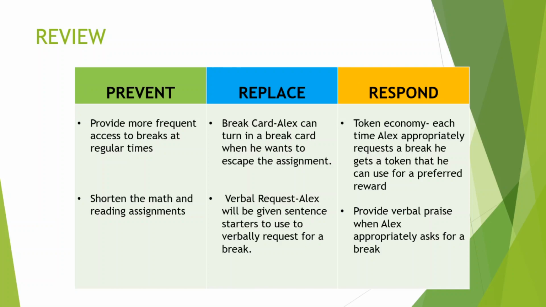So next, let's look at replace. So 2 ways we can replace the behavior. First is that Alex could use a break card. Alex can turn in a break card when he wants to escape the assignment. When you start this intervention, make sure you give Alex a break every time he requests it. The reason why is that you need to build and shape the skill first, then and only then can you work on limiting it. You need to get Alex's buy-in, and you need to sell him on this new replacement behavior.